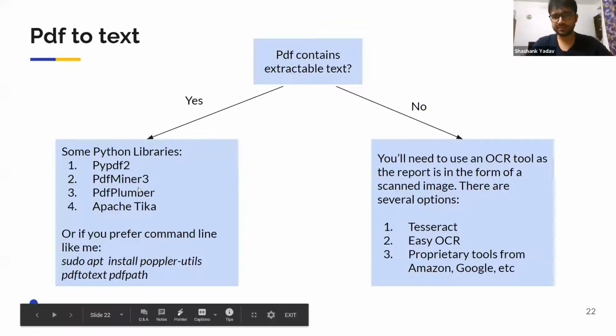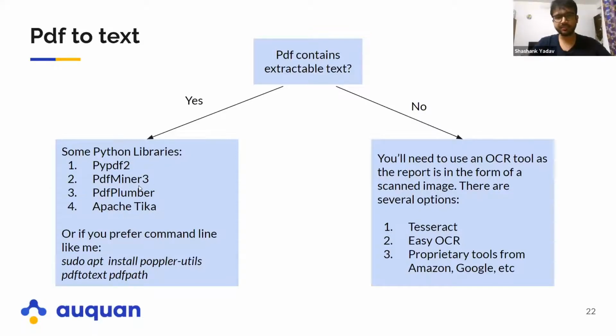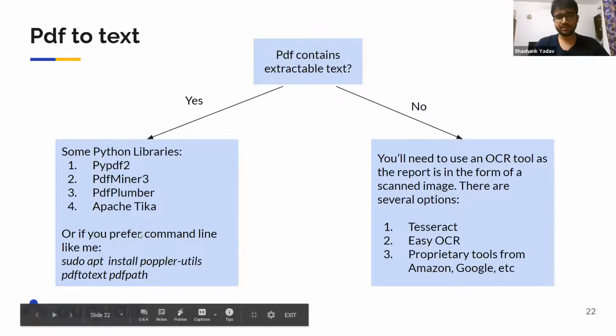In the first case, when there is extractable text, there are several libraries available in Python. Each of them works well in different cases, so you might have to try each of them to see whatever works for the annual reports that you are working with. It doesn't take too much time to try each of these. If you are using Python and you are an old style person like me, you can simply install poppler-utils and use pdftotext.